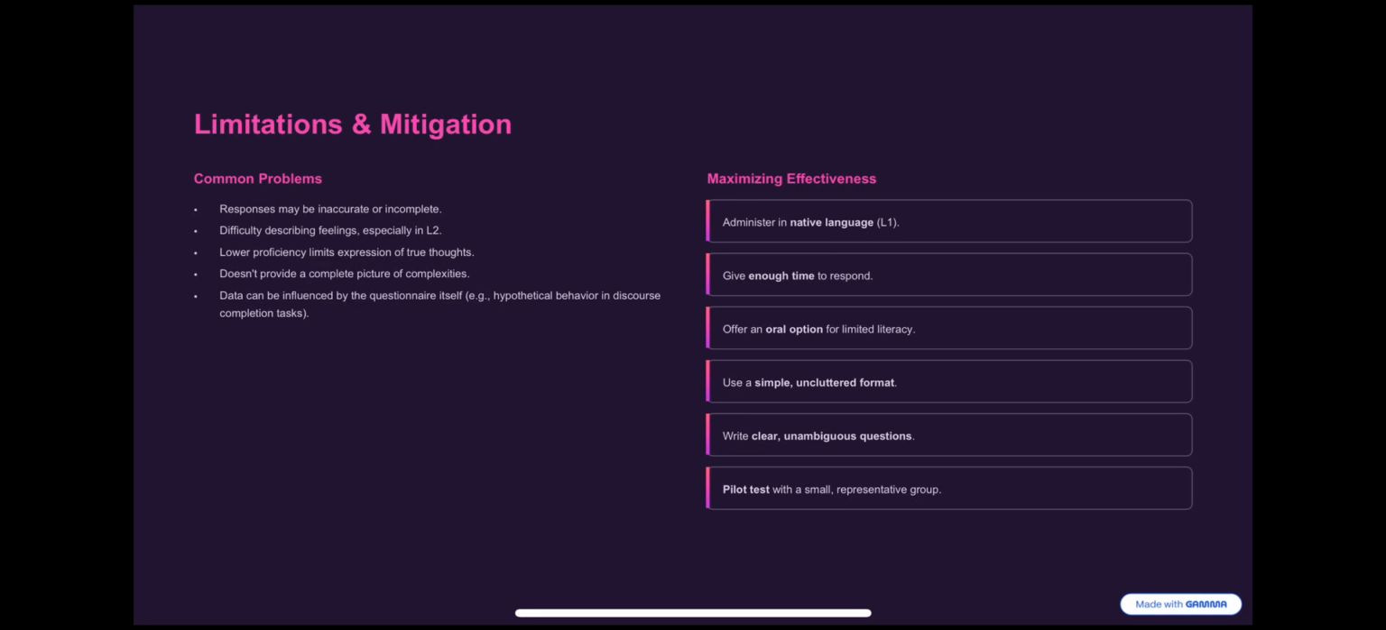Now, to maximize the effectiveness of a questionnaire, researchers should use a simple and uncluttered format, write clear questions, have the questionnaire reviewed by other researchers, and of course, pilot test it with a small representative group before using it widely. So, this ensures that the questionnaire is easy to understand and produces reliable results.